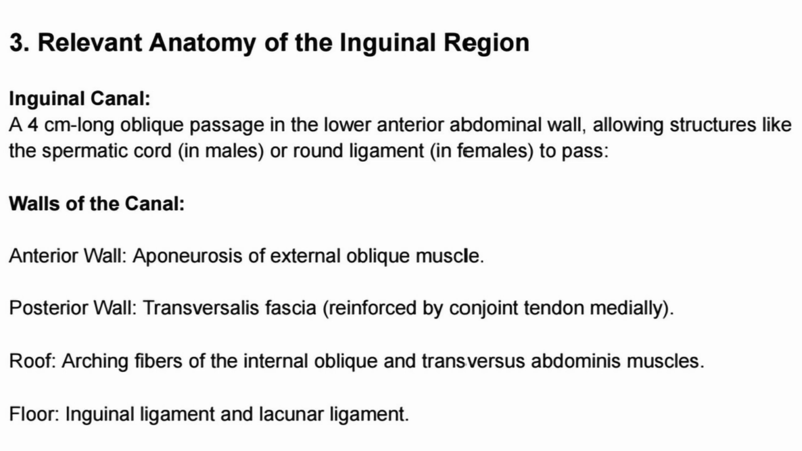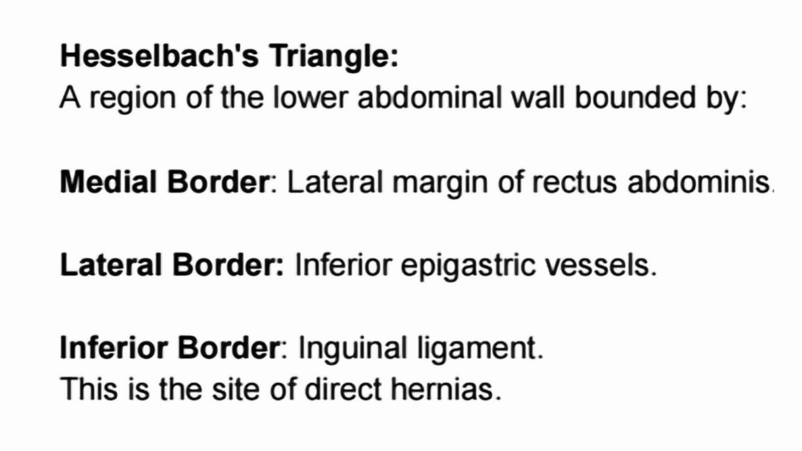The anterior wall is formed by the aponeurosis of the external oblique muscle. The posterior wall is formed by the transversalis fascia and is reinforced medially by the conjoint tendon. The roof consists of arching fibers from the internal oblique and transversus abdominis muscles, and the floor is formed by the inguinal ligament. Hesselbach's triangle is a key anatomical landmark located in the lower abdomen.